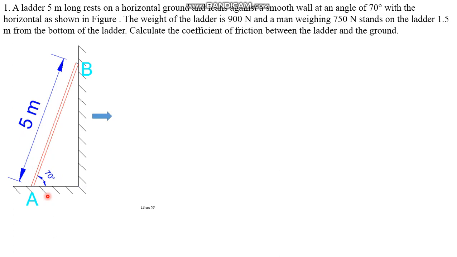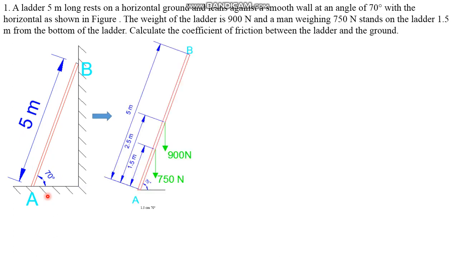Now here is the ladder, and here the weight of the ladder is 900 Newton. Remember, the weight of the ladder should always be at the midpoint. So if the length of the ladder is 5 meter, at 2.5 meter the weight should be there. That is 900 Newton downward, and a man weighing 750 Newton stands at 1.5 meter from the bottom.